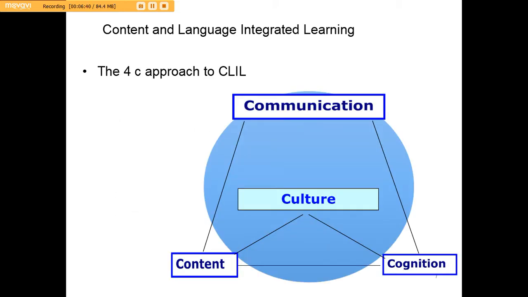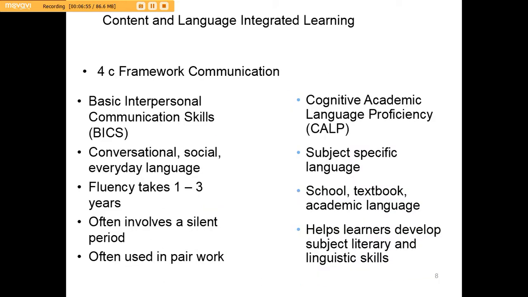So we have the 4C approach to CLIL, which is the integration. We use the communication, the culture, the content, and the cognition. That's the structure of CLIL. The communication is divided into two parts, BICS and CALP. So BICS stands for Basic Interpersonal Communication Skills, and this is conversational, social, everyday language.